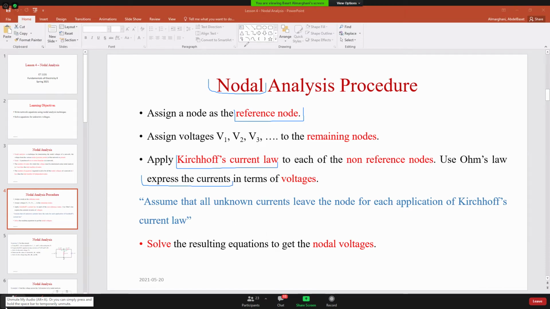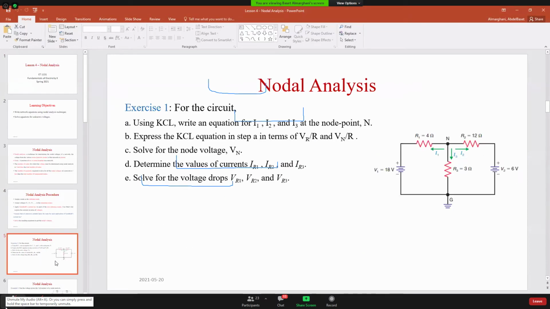Okay, example here. How many nodes do we have in this circuit? 2 nodes. So first thing we do, we assign one node as a reference. This is the node I'm going to say is my reference, because it's connected to the ground and it makes sense to be the reference.